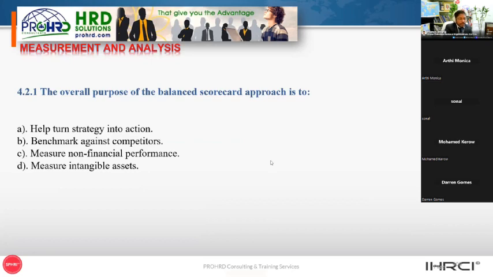The overall purpose of the balanced scorecard approach is to... this we already covered. We are just doing a quick revision. For those who didn't attend, it's good for them. Already I got 2 answers. Yes, Sumita got it. Very good. Help turn strategy into action.